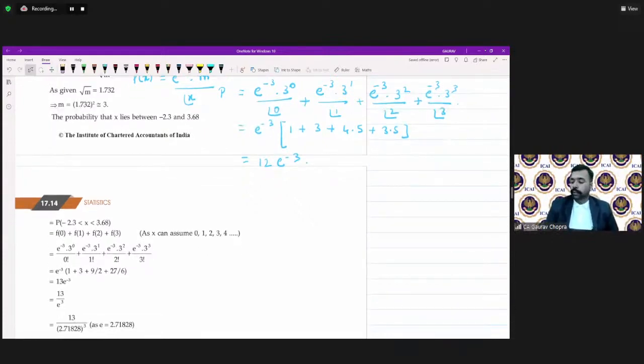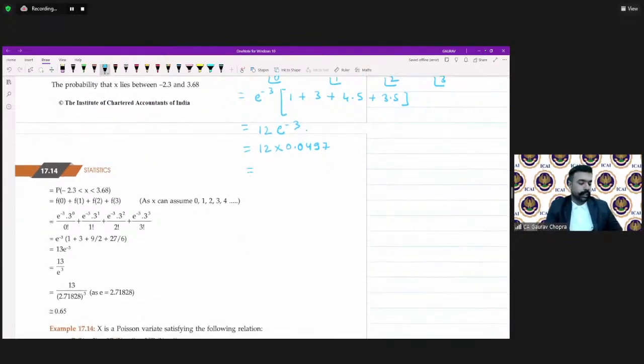Now we can solve e to the power of -3. So 2.7183 cubed inverse, and then we are getting 12 multiplied by 0.0497. So finally, what is the result? The result will be 0.597. Okay. So this is the required result.